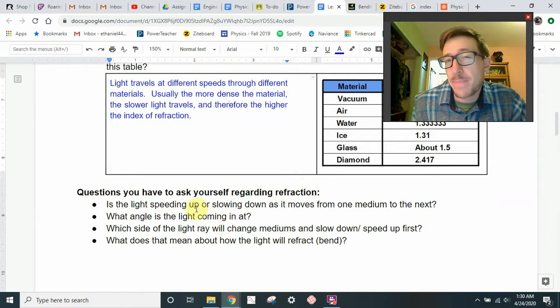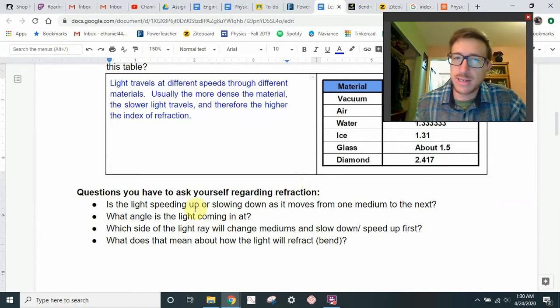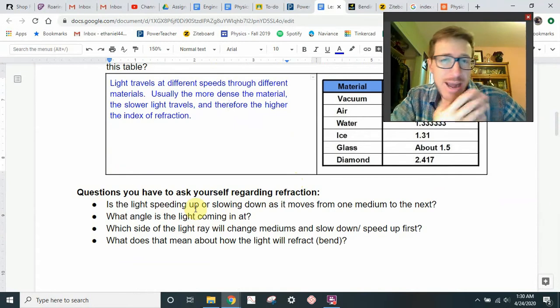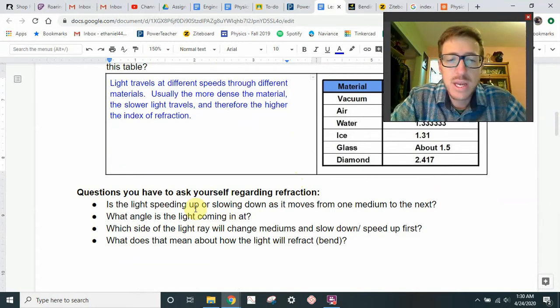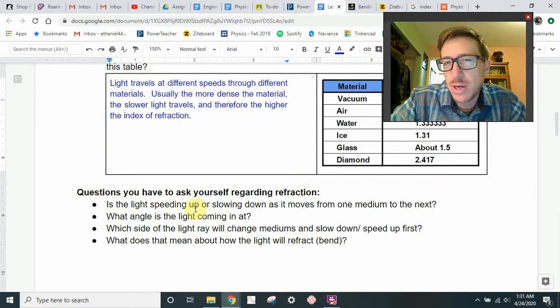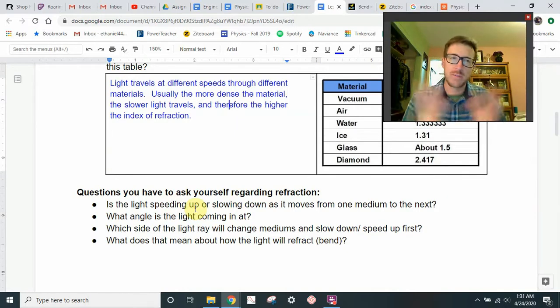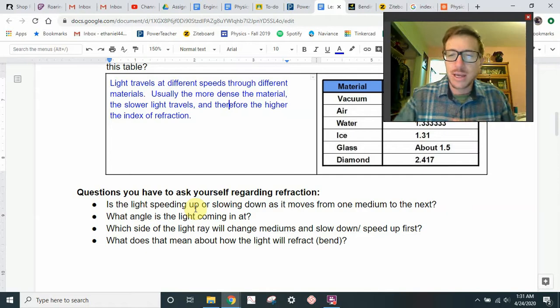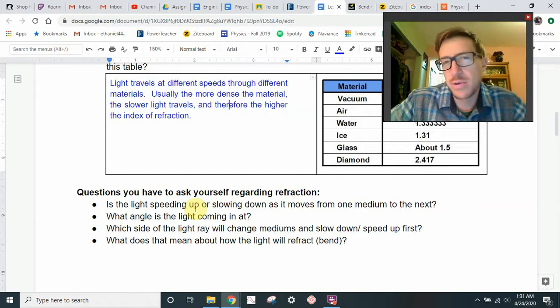What angle is the light coming in at? This becomes very important because, like I said, in order for something to refract, the light needs to be coming into the medium at an angle. We'll talk more about why that is in a second. Which side of the light ray will change mediums and slow down or speed up first? If we think of the light wave as having two sides, is it going to be the left side or the right side that's going to speed up or slow down first? And then what does all of that mean about how the light will refract or bend?